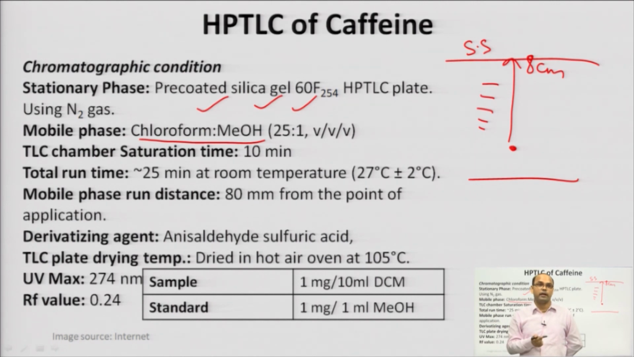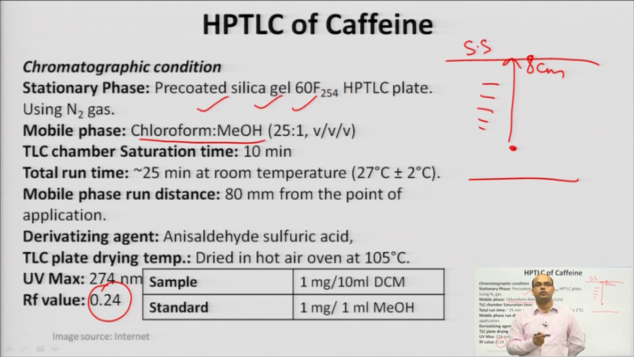UV maximum, here we also set for HPTLC analysis, we set the UV scanners at 275 nanometers, and we have achieved an RF value of 0.24 in our chromatogram. Here we have prepared the sample by dissolving 1 mg of drug in 10 ml of dichloromethane, and standard we have prepared by dissolving 1 mg of our caffeine in 1 ml of methanol.